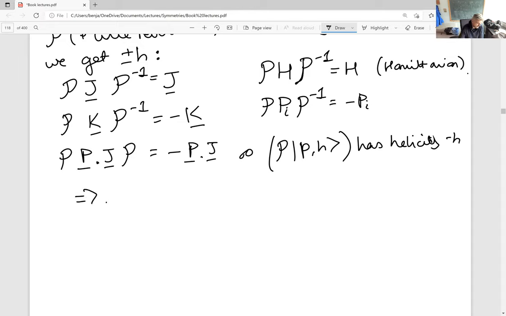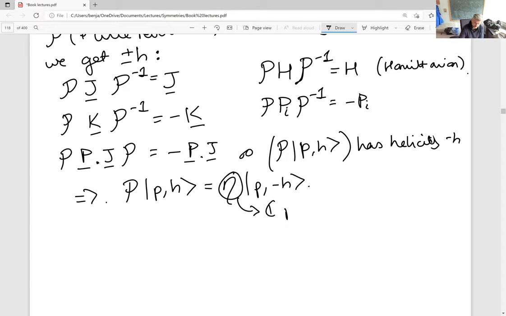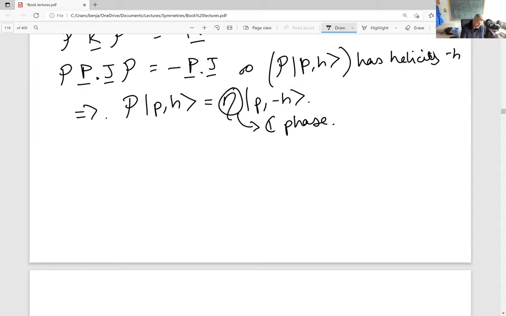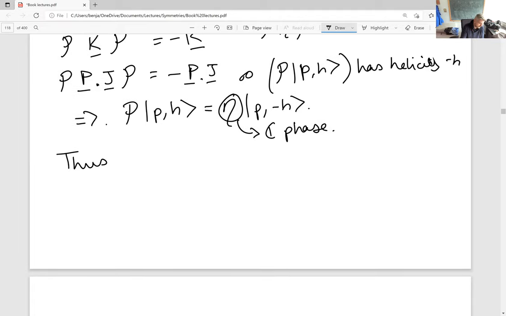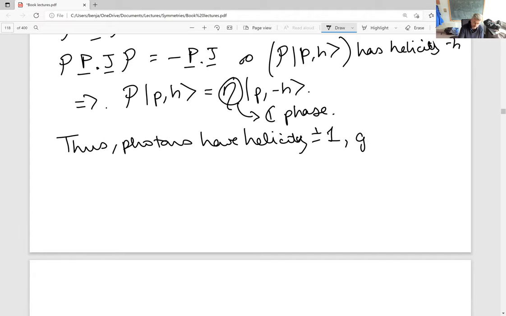So what this means is that parity acting on P and H really gives us some complex phase, because we're allowed a phase in quantum mechanics, an unobservable phase. So this is a complex phase times the state with the negative helicity. So photons have helicity plus or minus one. There's no helicity zero state like there would be for a massive spin one vector boson. Gravitons, as I mentioned before, have helicity plus or minus two.